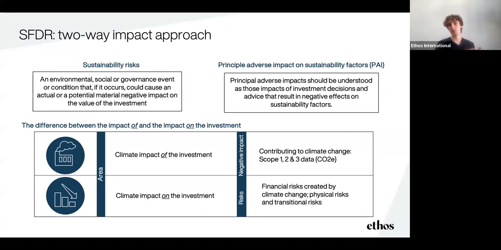But for all funds, Article 6, 8, and 9, you have to look at principal adverse impacts in general. So these 14 obligatory indicators plus 2 that are material to your fund. All right, but we'll get into that later in the presentation too.